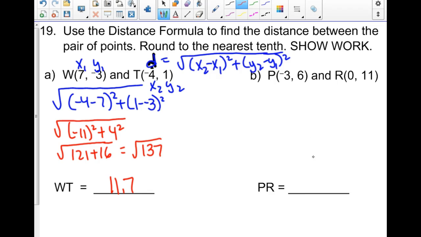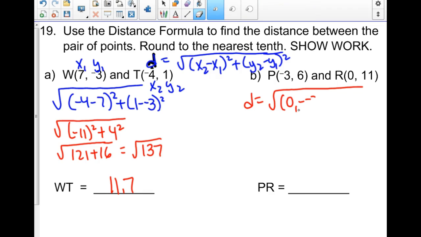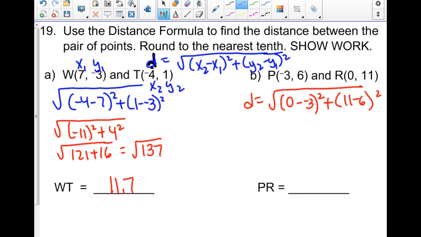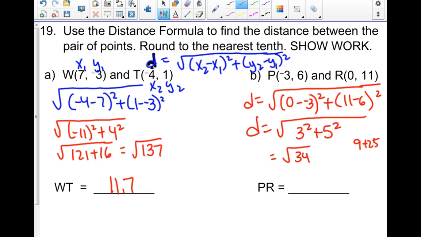All right, and then it said find the distance in part B as well. So the distance between these 2 points, 0 minus negative 3 quantity squared plus 11 minus 6 squared. This would be positive 3 squared. You could type all this on your calculator. 3 squared plus 5 squared. Actually type all this in parentheses and you should come out with, that is 9 plus 25, which would be the square root of 34.